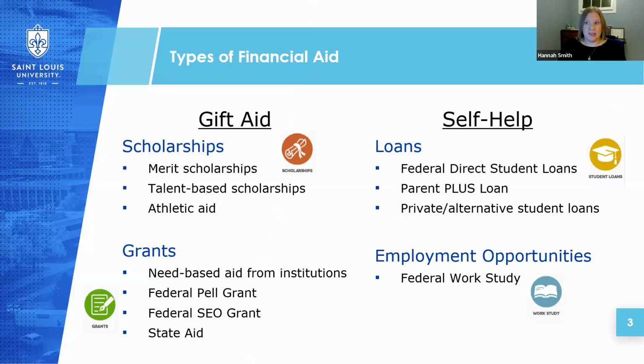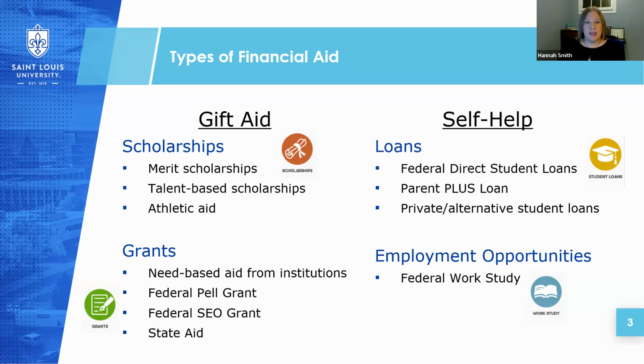As I said, there are lots of different things out there that can help with the cost of college. To break down those different pieces of aid, all types of aid fall into two overarching categories: gift aid and self-help aid. The gift aid is comprised of scholarships and grants. We call it gift aid because it's just that, free money. You don't have to pay that back. So these are the types of aid that we want to go after with as much gusto as possible, as early on in the process as possible.